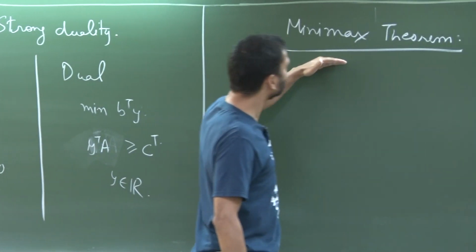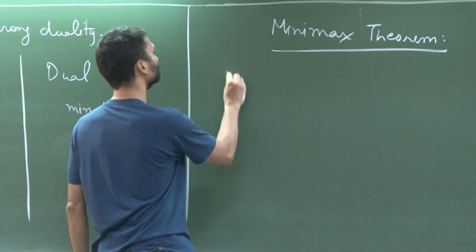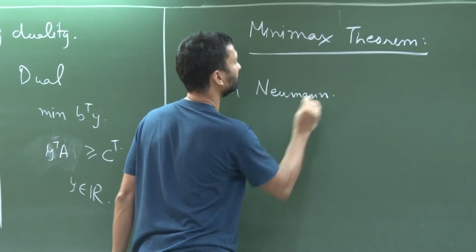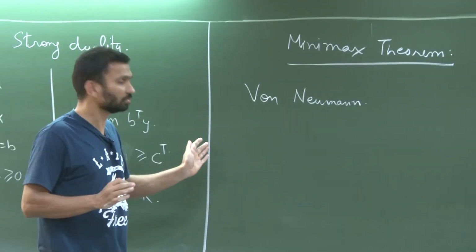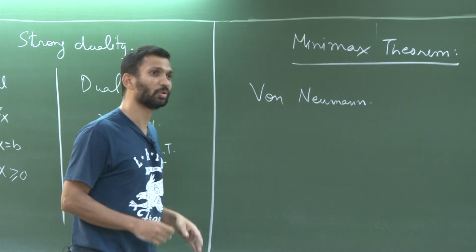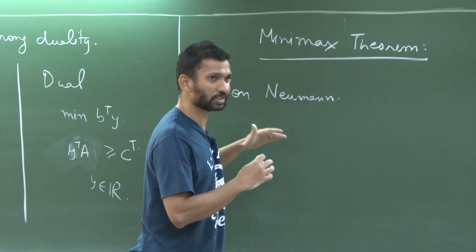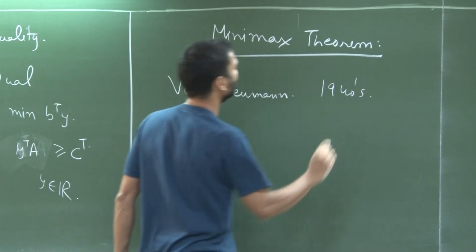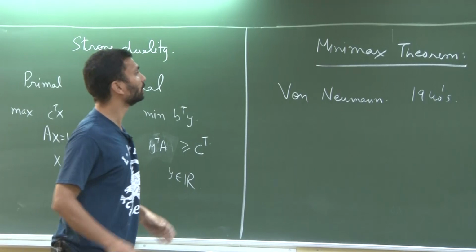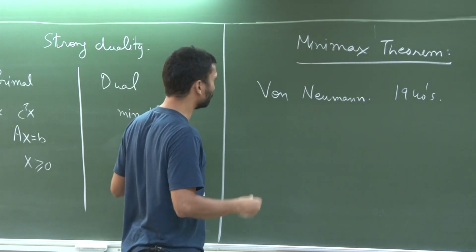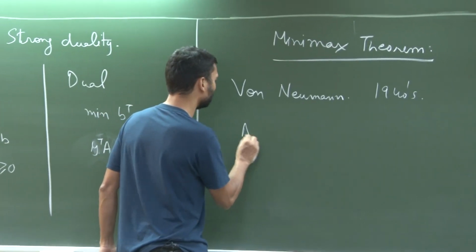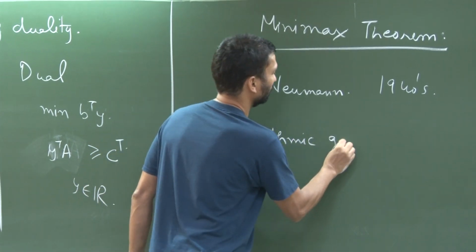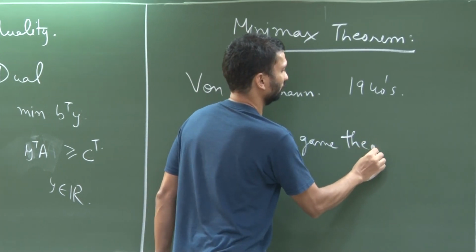Okay? One of the very nice applications is the Minimax theorem. This was given by von Neumann, and if you don't know him, then it's time to increase your general knowledge. Go home, search on Wikipedia, a seminal figure in computer science. I think somewhere in the 1940s, he gave this Minimax theorem, which we are going to talk about, and it's a straightforward application of strong duality, and it's generally considered in the field of algorithmic game theory.